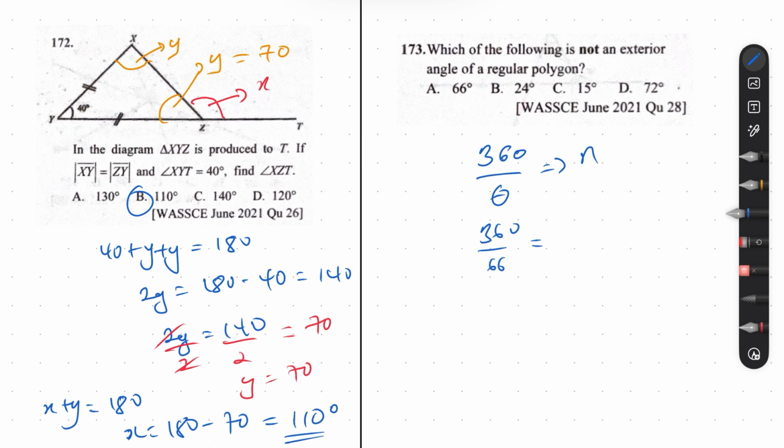When we cancel out, 6 goes into 66 eleven times, and 6 goes into 360 sixty times. So we have 60 over 11. Now when we divide this, we don't get a whole number. We get maybe 5 point something. That means our angle 66 is not an exterior angle of any regular polygon, right? So our answer is A. Cool.